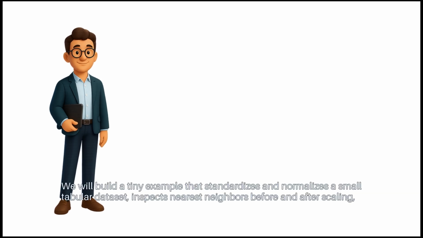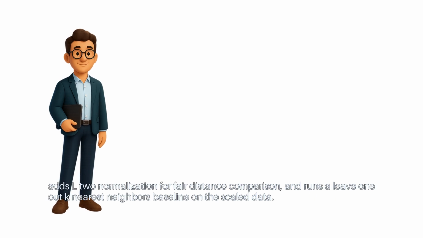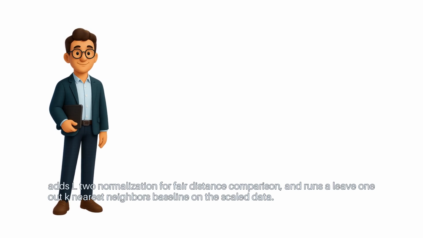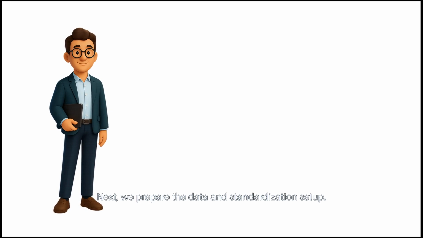We will build a tiny example that standardizes and normalizes a small tabular dataset, inspects nearest neighbors before and after scaling, adds L2 normalization for fair distance comparison, and runs a leave one out k nearest neighbors baseline on the scaled data. Next, we prepare the data and standardization setup.